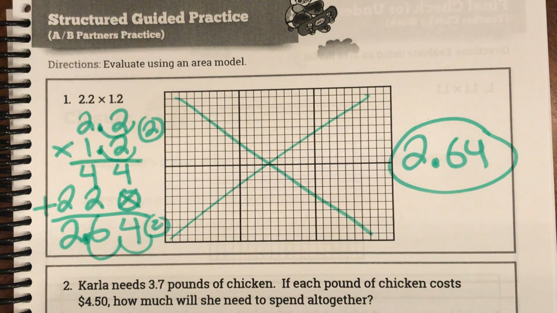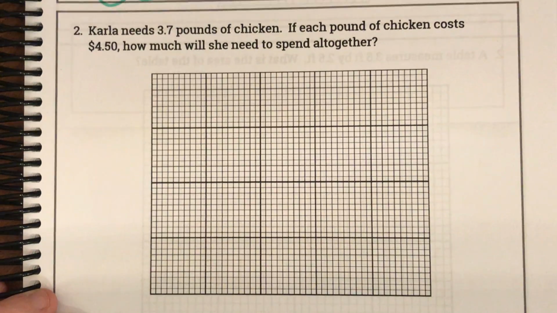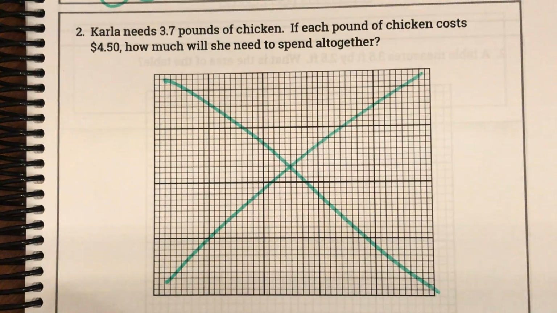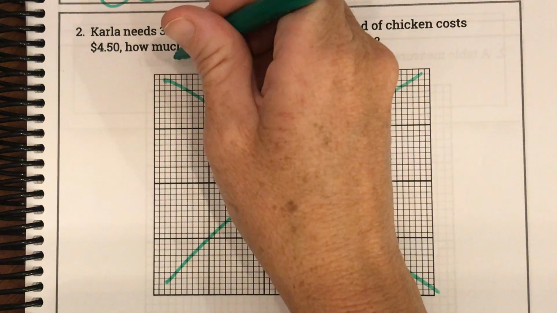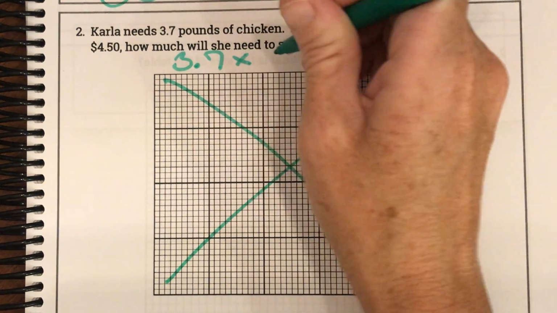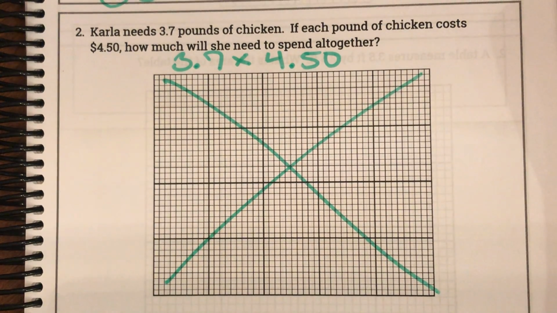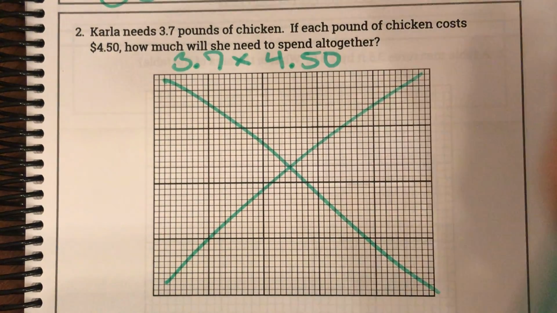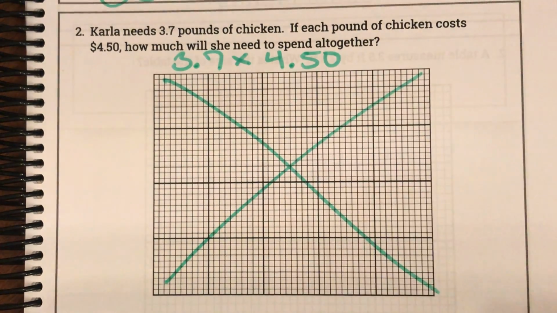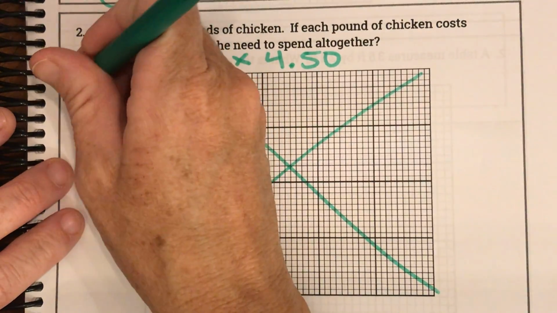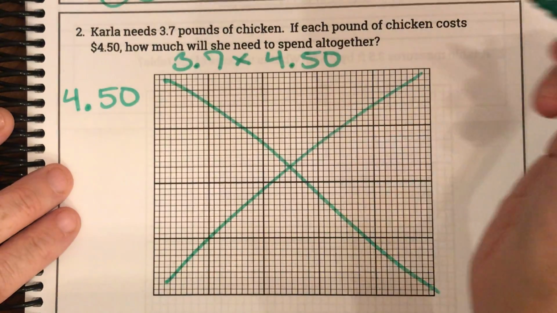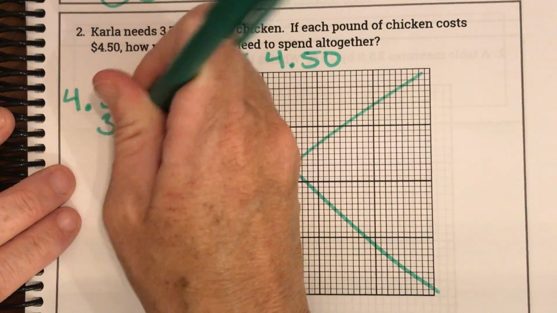Okay, let's look at another one. This time it's a word problem, but we're still not using this. So it says Carla needs 3 7 pounds of chicken. If each pound of chicken cost $4.50, how much will she need to spend? So we're multiplying 3 7/10 times 4 50/100. Okay, so this time there is one that's longer. This is longer. It has 3 digits, so this is our one that needs to be on top. 4 50/100 times 3 7/10.